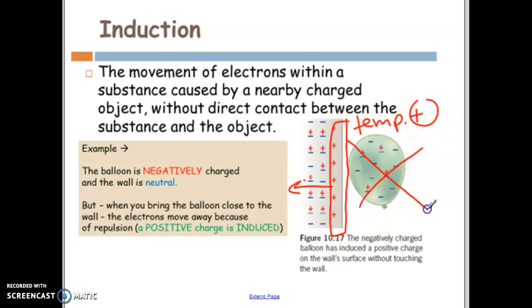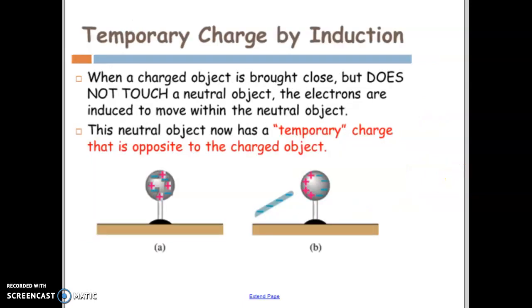Now imagine if the balloon were to go away. The electrons would actually return back to their regular position. So it is induced because the electrons are forced to move, but this is not a permanent charge because the electrons are not transferring anywhere. The electrons just simply move away, and if the balloon were to go away, it would return back to its regular position. Okay, so here's a temporary charge by induction.